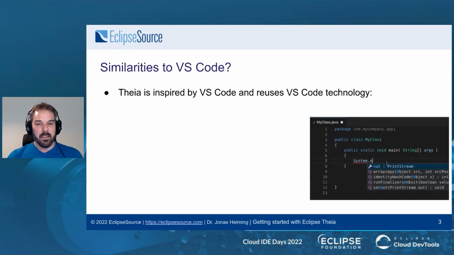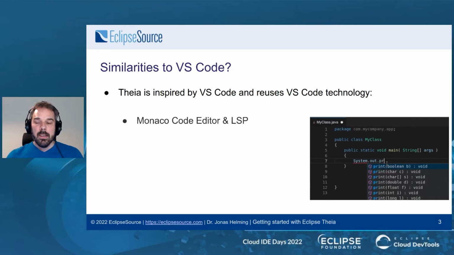If you look at a Theia vanilla application without any customization, it looks almost the same as VS Code. So in a standard Theia distribution, most people would not even notice that they use Theia instead of VS Code. And that is even stronger because Theia reuses quite a lot of VS Code technology, and the best pieces of VS Code are used in Theia.